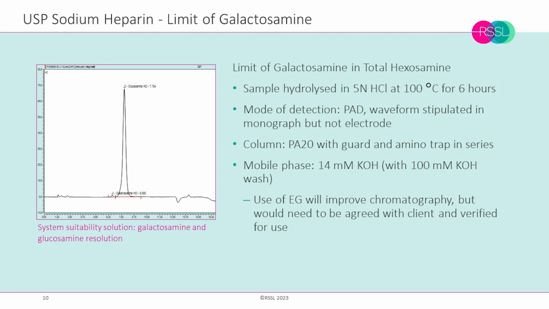Again, the column class is specified in the monograph as L69, but in this case, the USP specifies that a PA20 will meet the requirements, avoiding any ambiguity or comparison between column parameters being needed. An amino trap column is specified as well as a guard column to remove any amino acids which can interfere with the carbohydrate analysis. In this case, the monograph does not explicitly indicate that the use of an eluent generator is permitted. Therefore, it will be necessary to seek client agreement and, if necessary, verify the method to show the equivalent results can be achieved with and without automatic eluent generation.